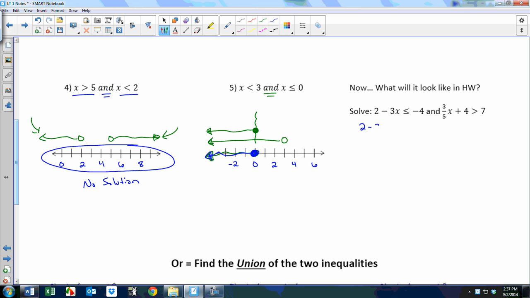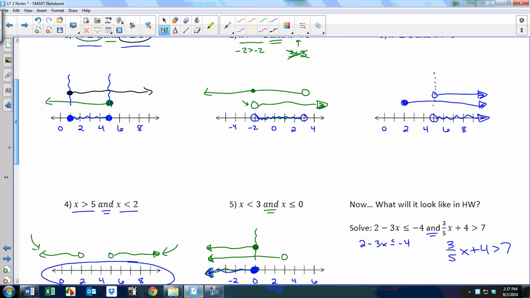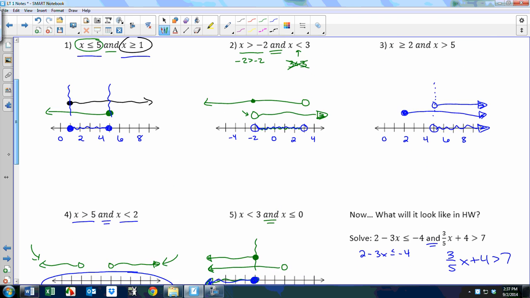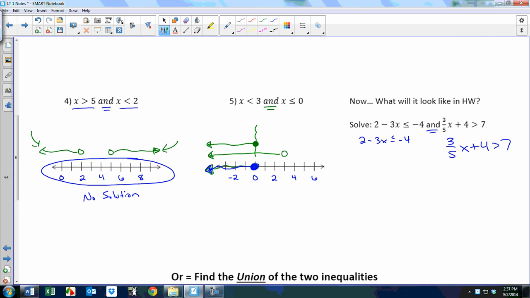2 minus 3x is less than or equal to -4, and 3/5 x plus 4 is greater than 7. So you'll have 2 Algebra 1 problems to solve, and then it will become a problem like we practiced in 1 through 5. In fact, this one, if you want to pause the video, should turn into an answer that we just got in 1, 2, 3, 4, or 5. So if you want to pause it now, and then you can come back and check your work.